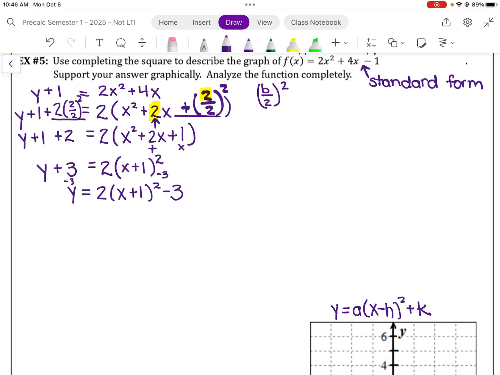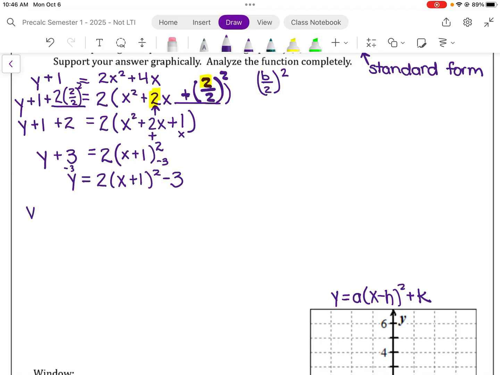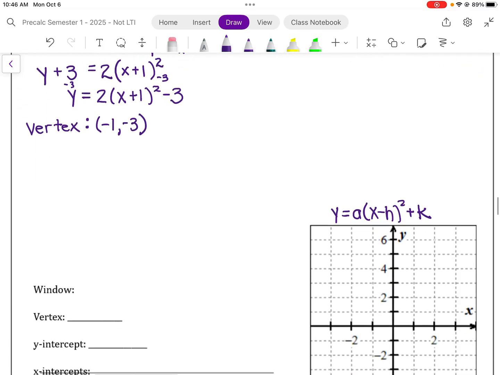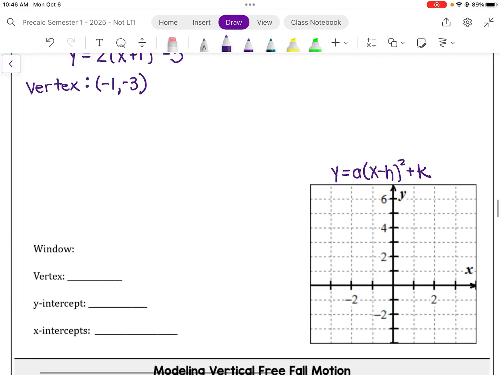Okay. So now, because I have this, I am able to tell some things about this equation. When it is in this form, I can say, hey, the vertex is -1, -3. And I know that because it went left 1 and down 3. Okay. I know there's some stuff down here that I can fill out so I don't have to write that again.